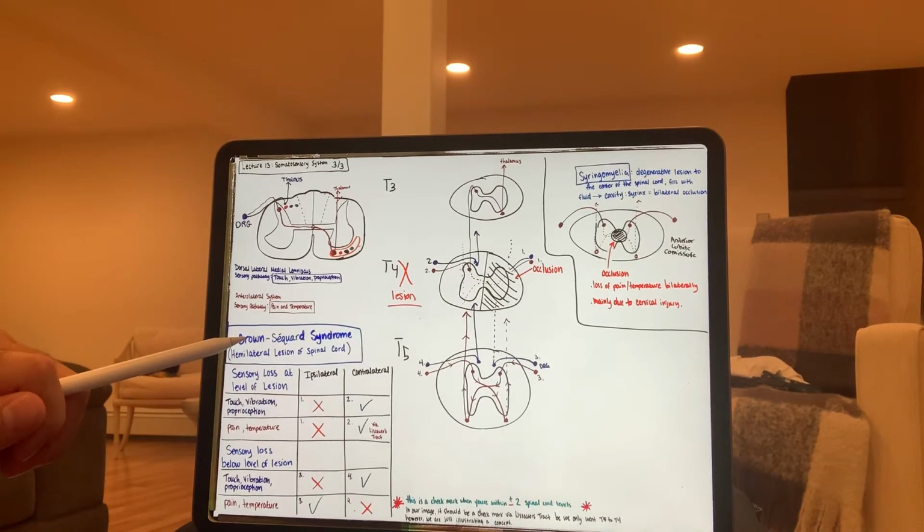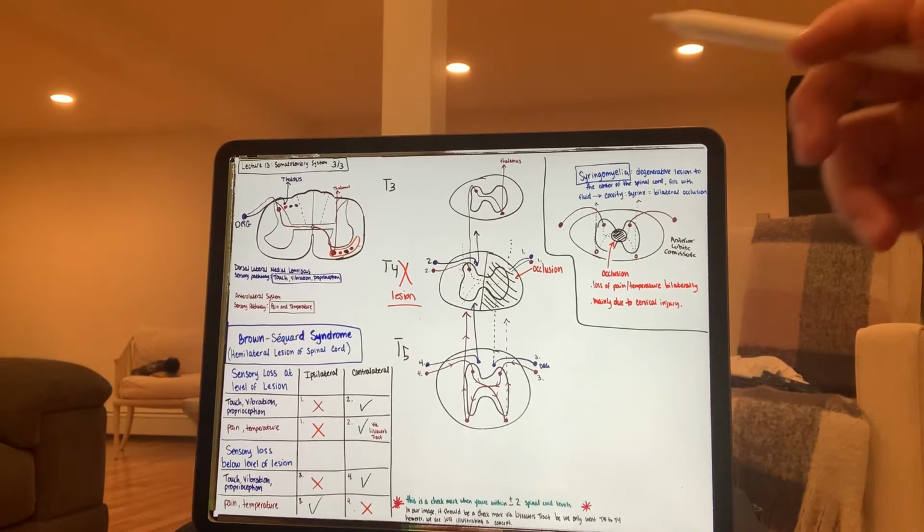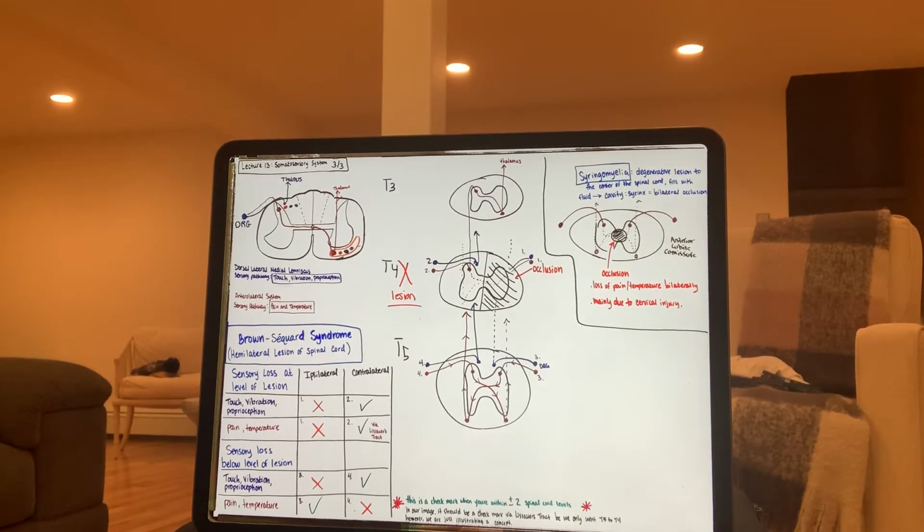It's a pretty rare syndrome. And what we're going to go through is the different examples of how we can have an ipsilateral and a contralateral, and whether the sensory signal is still working or if it's inhibited by this occlusion, at the level of the lesion and as a sensory loss below that level of lesion.